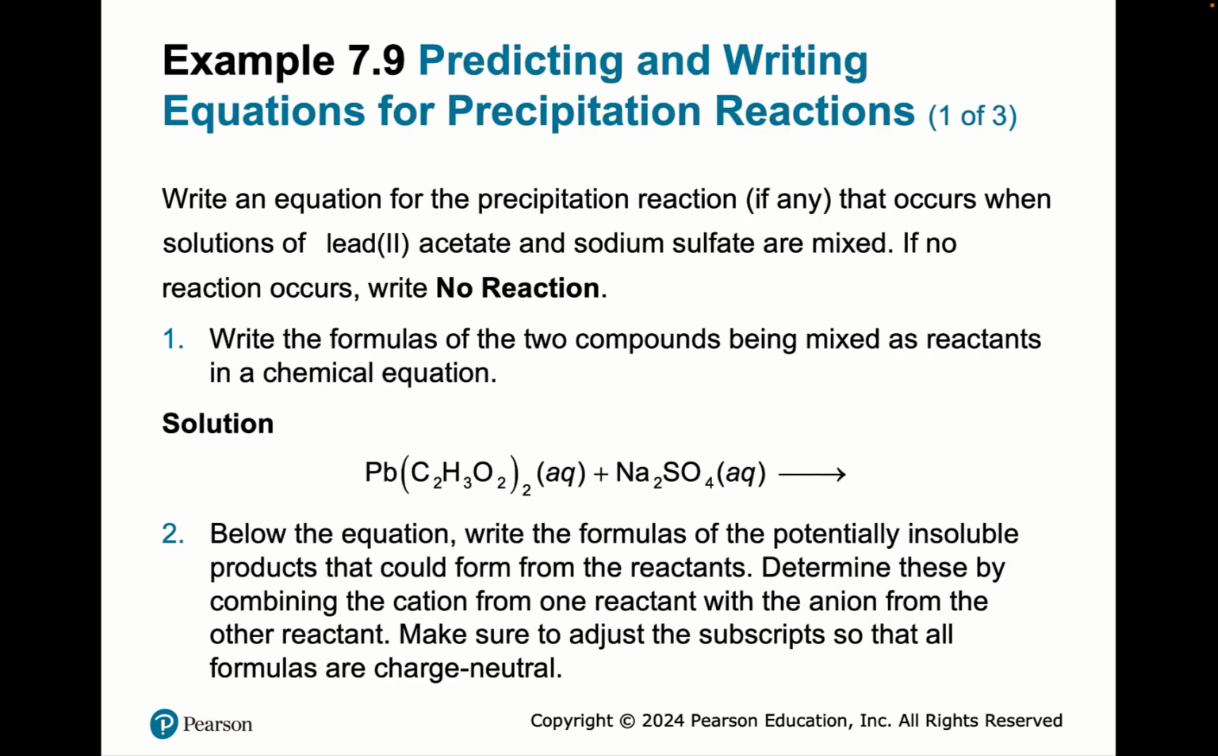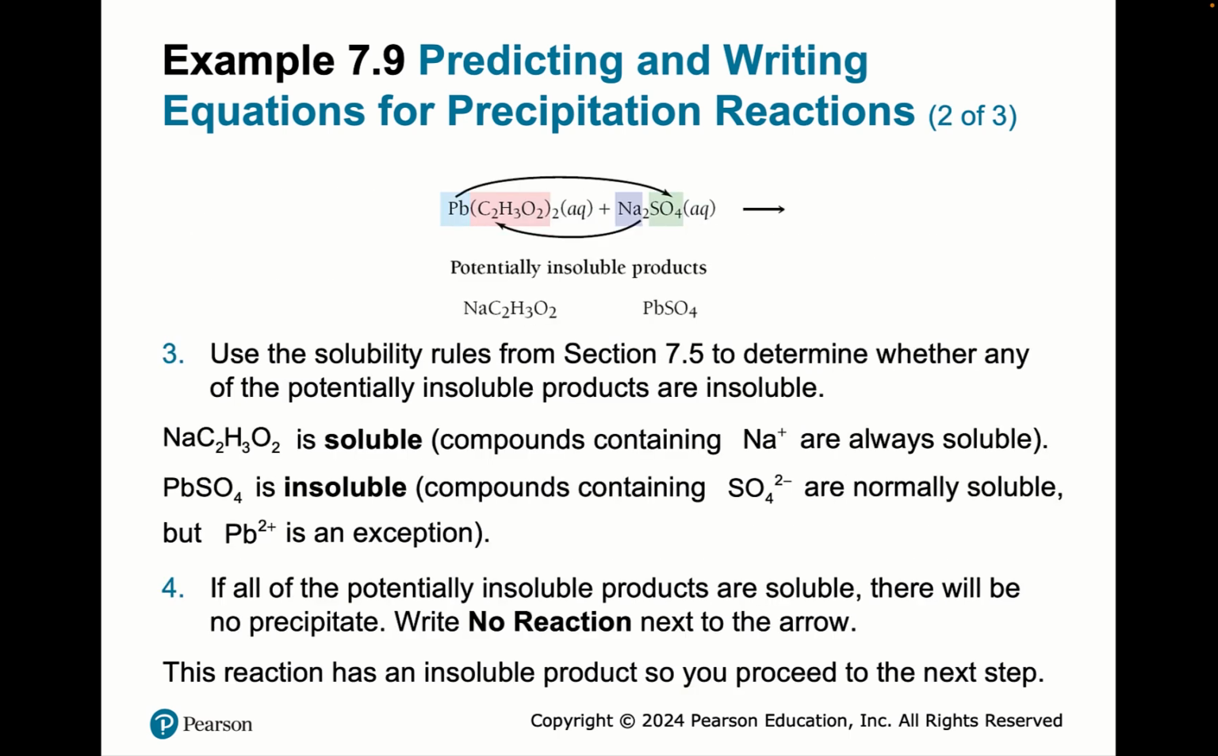So we're still going for some of these precipitation reactions. Lead acetate plus sodium sulfate. Sodium salts are all soluble, as you probably already guessed. So the question is, is lead sulfate insoluble? Sulfates tend to be soluble with some exceptions, and lead is one of the exceptions. So lead sulfate is actually insoluble.